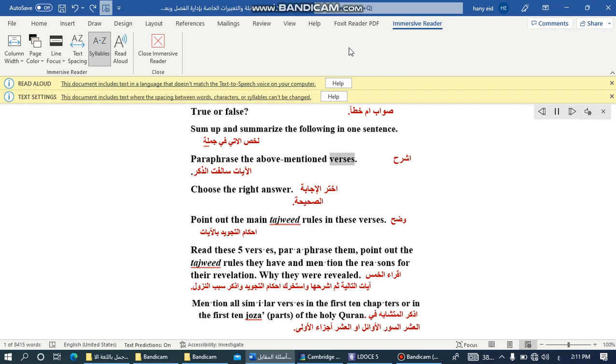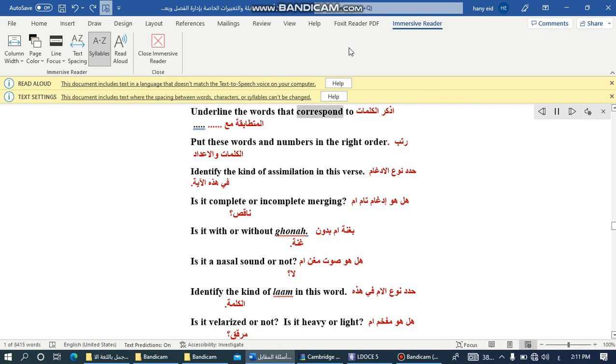Paraphrase the above-mentioned verses. Choose the right answer. Point out the main Tajweed rules in these verses. Read these 5 verses, paraphrase them, point out the Tajweed rules they have and mention the reasons for their revelation. Why they were revealed. Mention all similar verses in the first 10 chapters or in the first 10 juz', parts, of the Holy Quran. Underline the words that correspond to. Put these words and numbers in the right order.